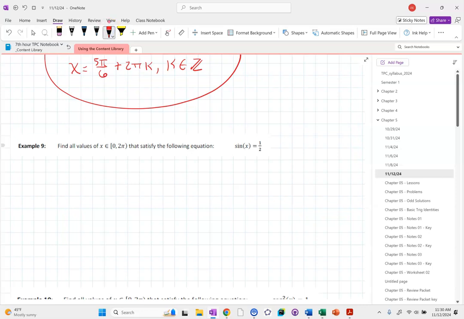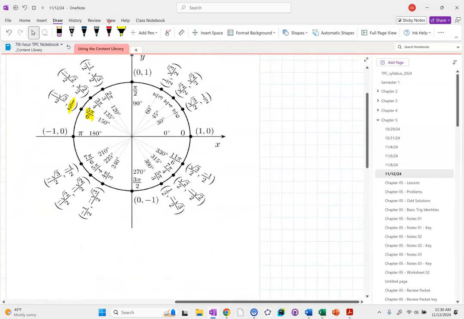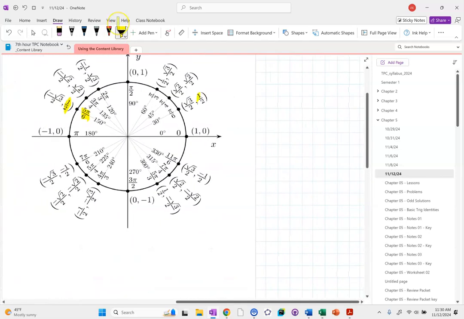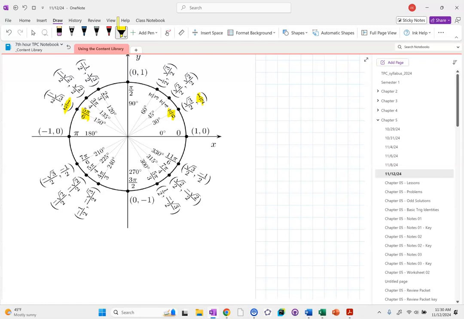Again, what we'd be doing is looking at the whole unit circle now for just where y equals 1/2. I notice there are two such locations, pi over 6 and 5 pi over 6, right? So far, so good?